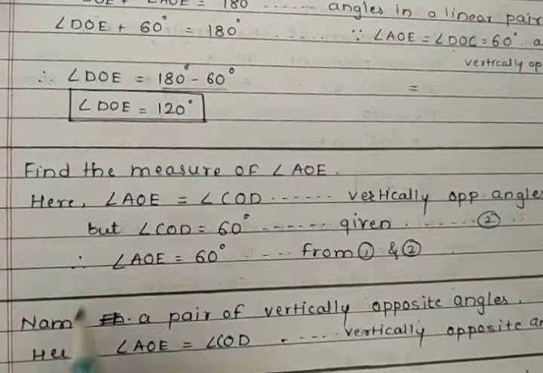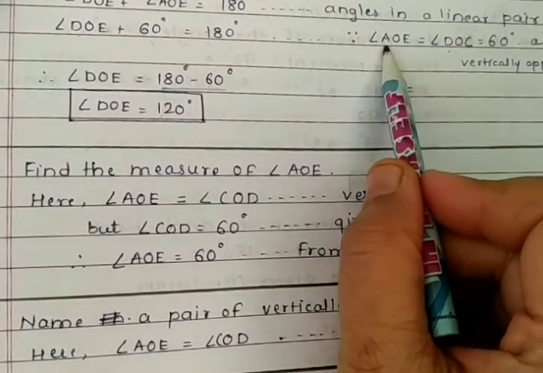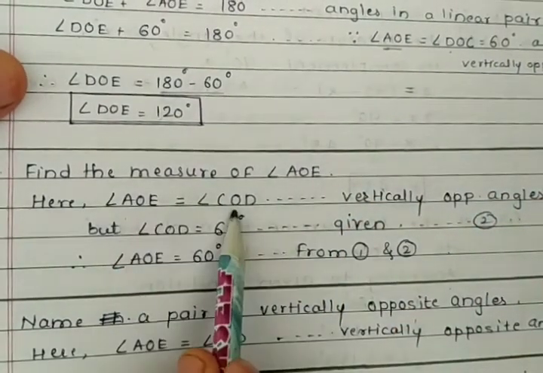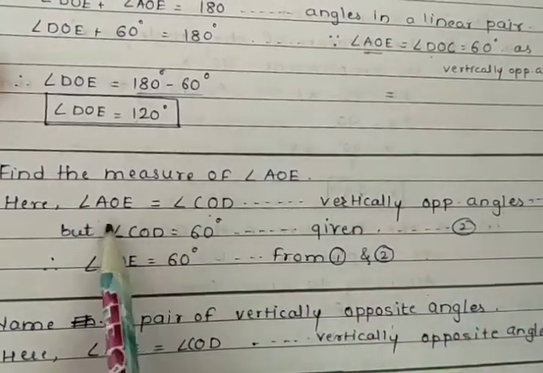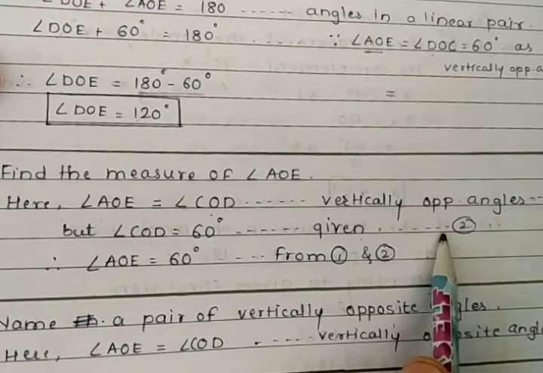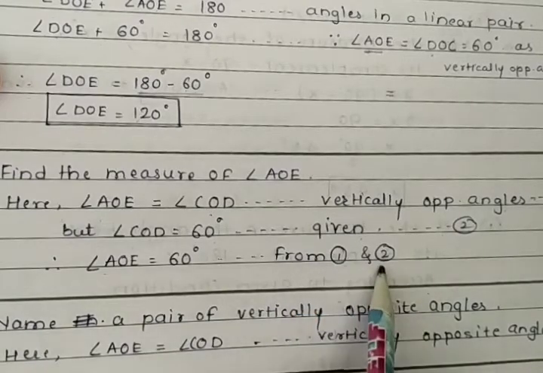Next question is find the measure of angle AOE. In the previous question we already found it, right? So AOE is equal to COD. These are vertically opposite angles, right? But COD is equal to 60 degrees. That is given to you. This is your equation number 2, and therefore angle AOE is equal to 60 degrees from 1 and 2, right?